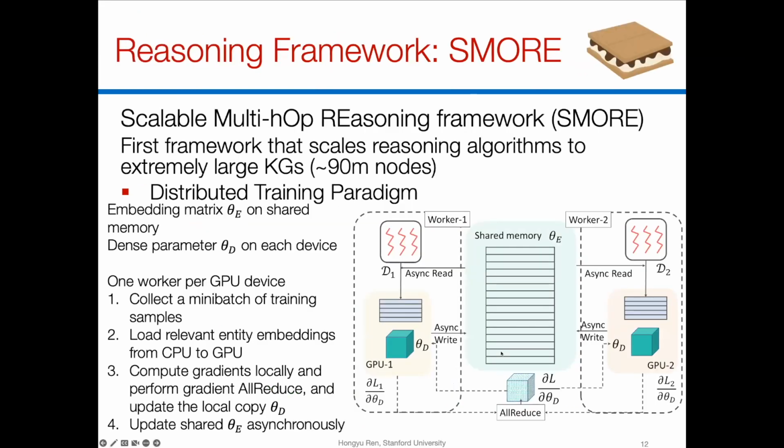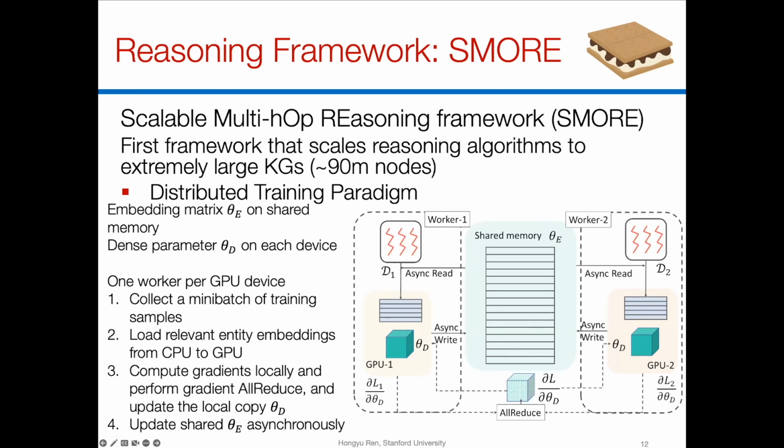And another challenge is really on the system level, right? So our framework designs a distributed training paradigm where we store the sparse entity embedding matrix on the shared memory and the dense parameters on each device, for example, one GPU. And then for each worker, we repeat the following procedures, including sample a mini batch of query answers, load the relevant entity embeddings from CPU to GPU, and then do forward query embedding and backward gradient calculation.